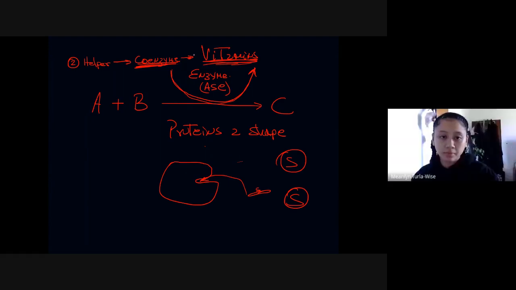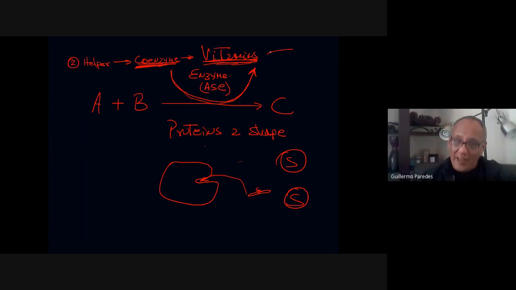Yes. But there is another helper coming. These are going to be called cofactors, and that is the last one. There is no more. These cofactors are going to be the minerals. Minerals are going to come to help the enzyme. So what helps this chemical reaction to occur? Enzymes, vitamins, coenzymes, and the minerals are called cofactors.